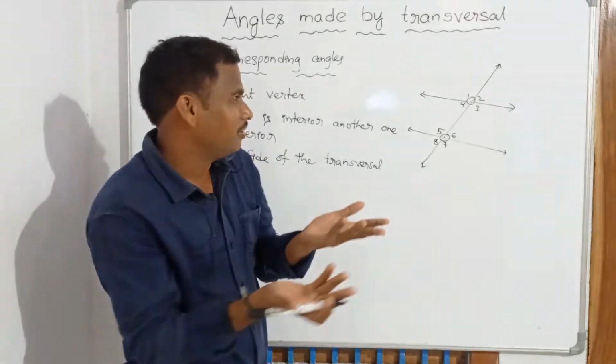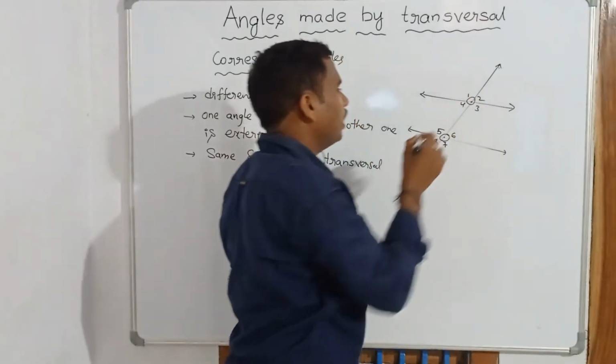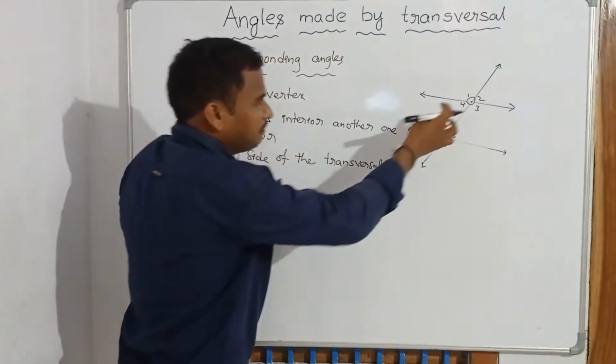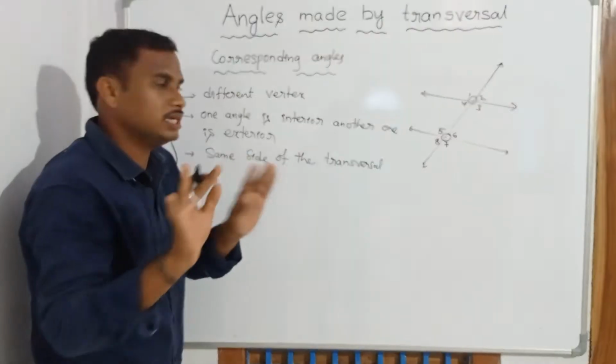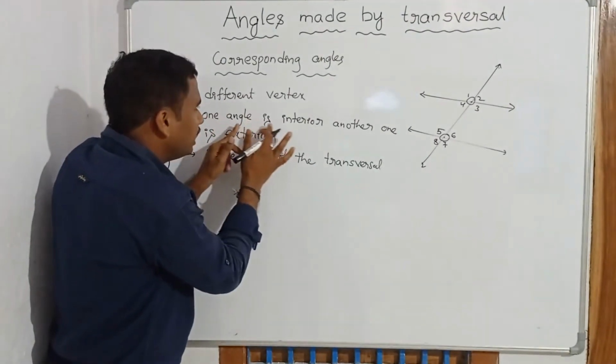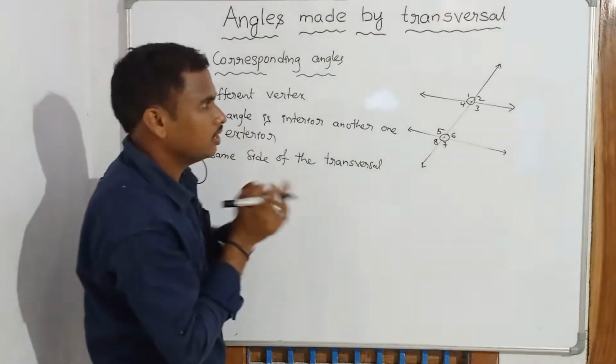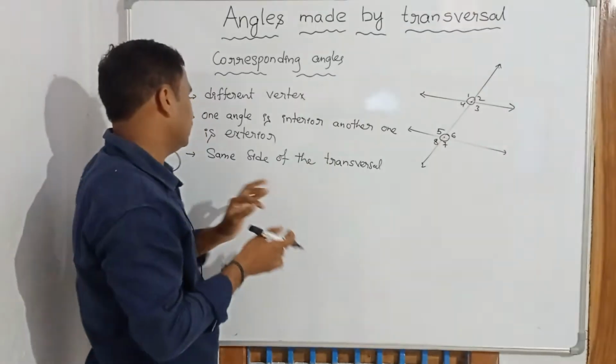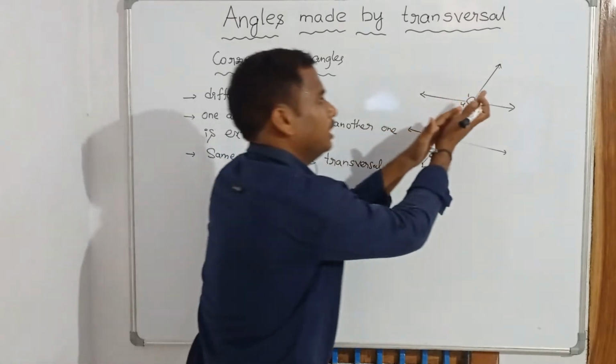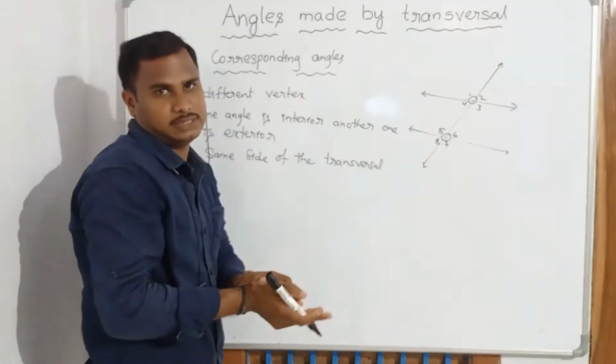No. For example, I take 1 and 5. 1 and 5 are different vertex. Angle 1's vertex and angle 5's vertex are different. One angle is interior, another angle is exterior: 1 is interior, 5 is exterior. Same side of the transversal: 1 and 5 are on the same side of the transversal.